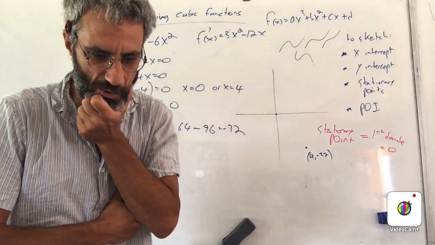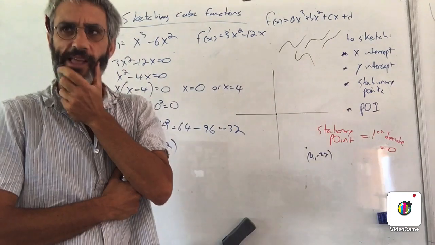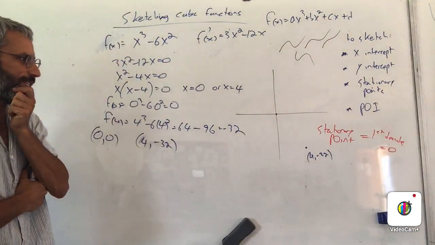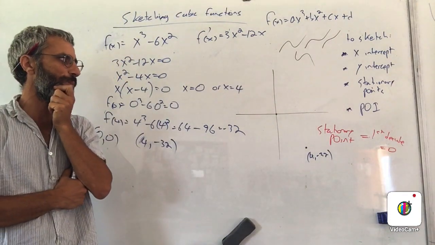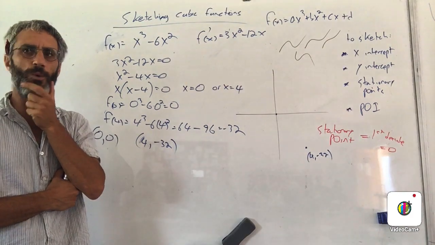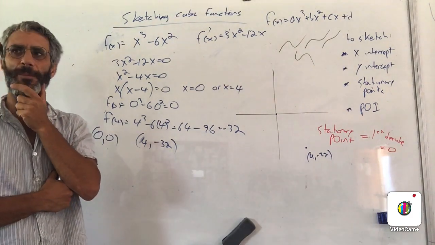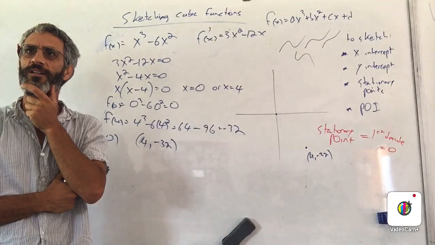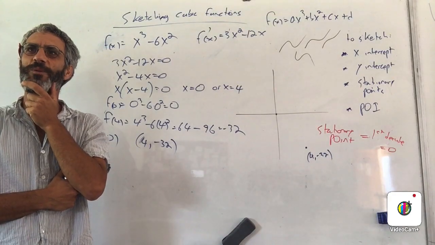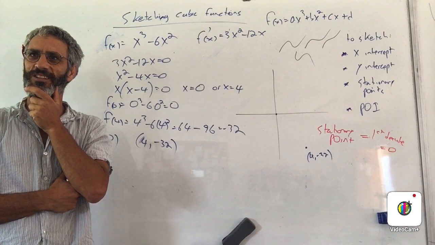Now, in theory, I need to decide are they maximum or minimum. How would I decide if they're maximum or minimum? Bigger or smaller than 0. What is bigger or smaller than 0?